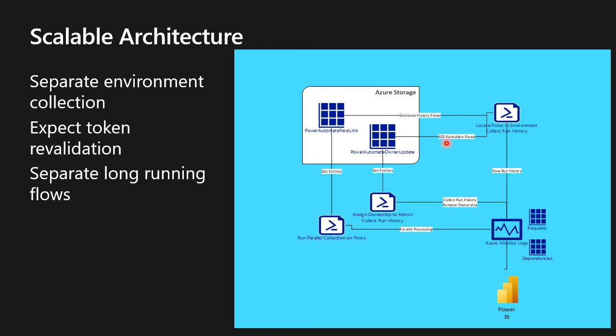For the forbidden flows, we will pass these to Power Automate Owner Update and run another script that will also again use the Azure Storage module and get entities commandlet to do two main objectives: assign ownership to admin and collect run history. And while it's being processed, what we want to do is again collect that run history and then remove the ownership. And that's an optional step.